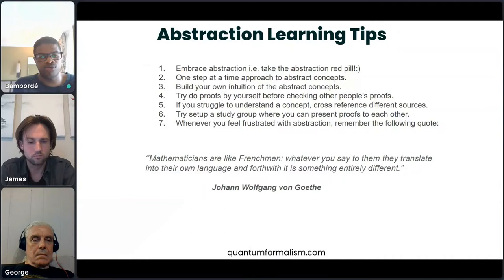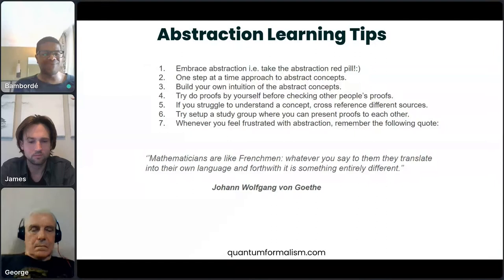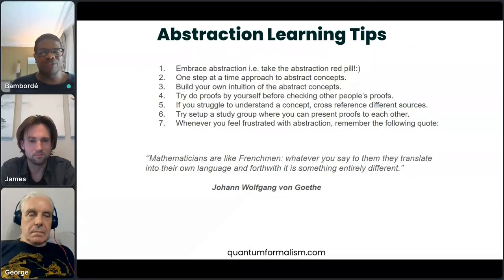Another thing is build your own. I hate to use the word intuition because human intuition can be very dangerous in mathematics, like what James was describing in some of the examples that he was giving, right? But try to use your own stuff, your own thing of the abstract concept. You know, try by yourself.